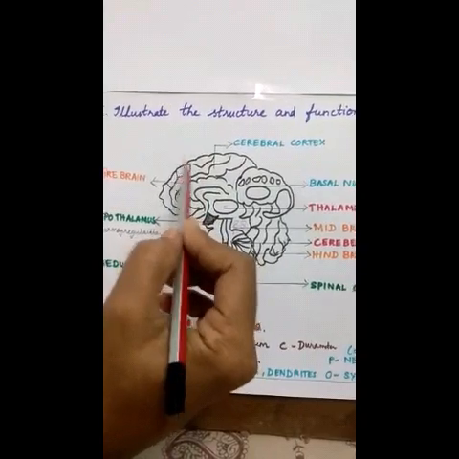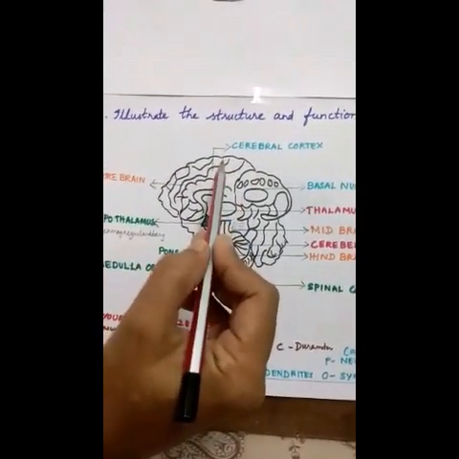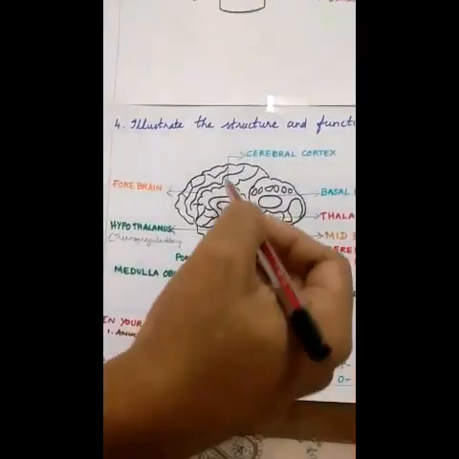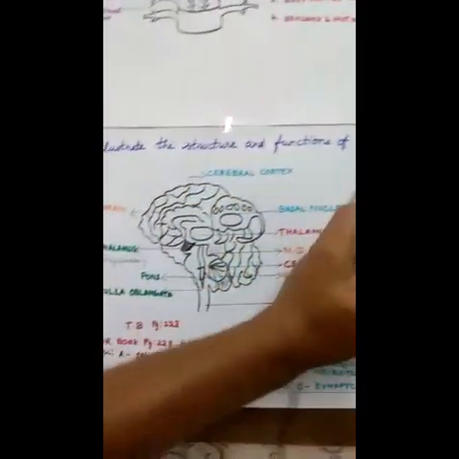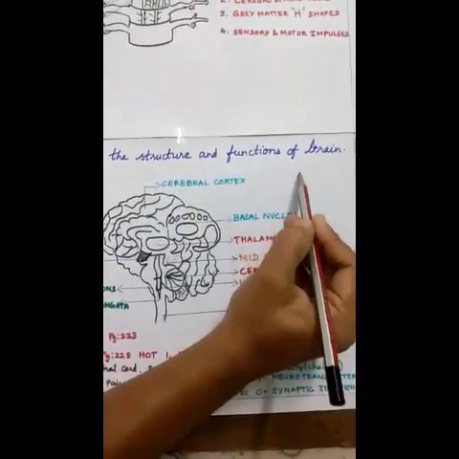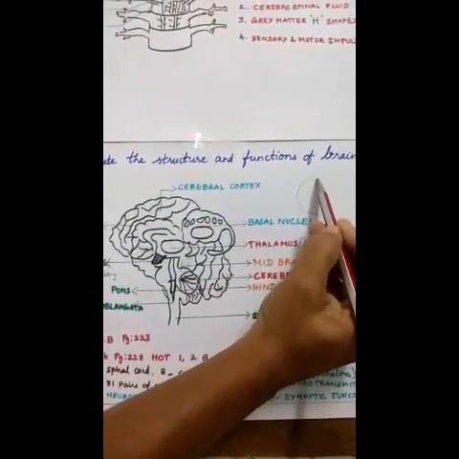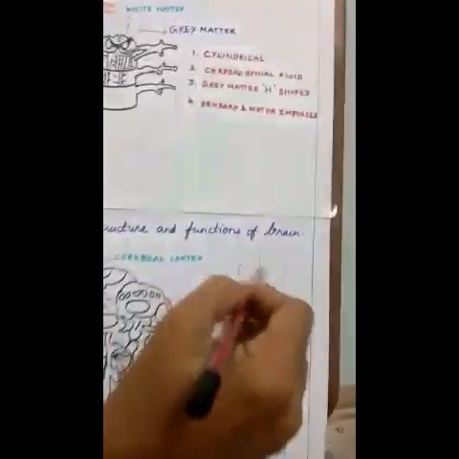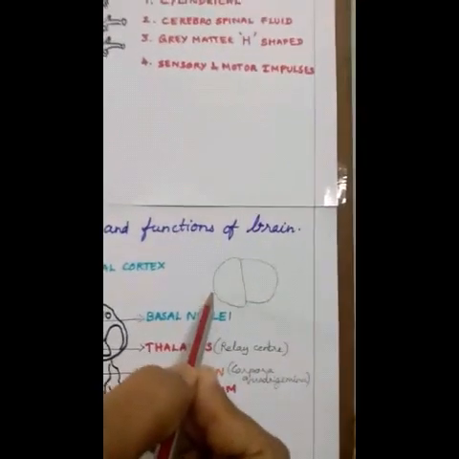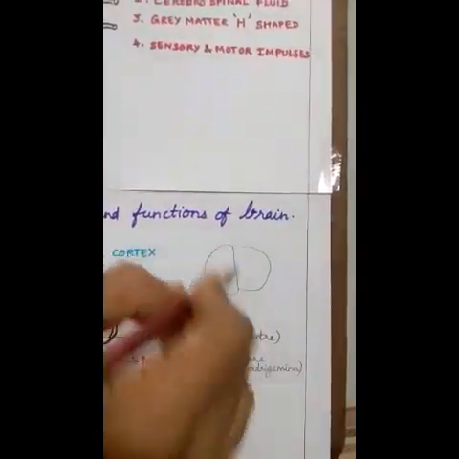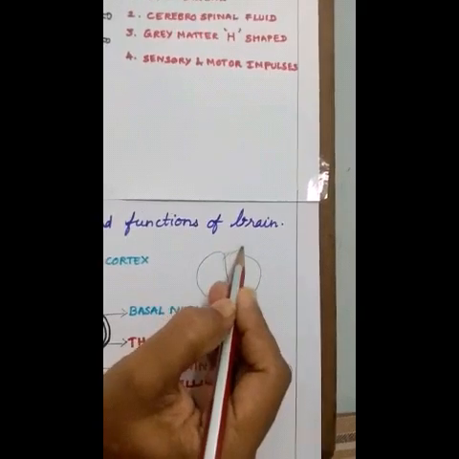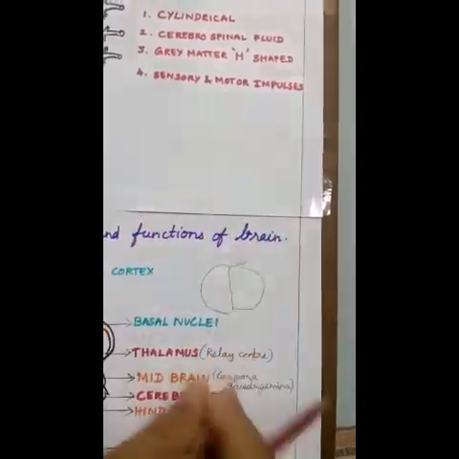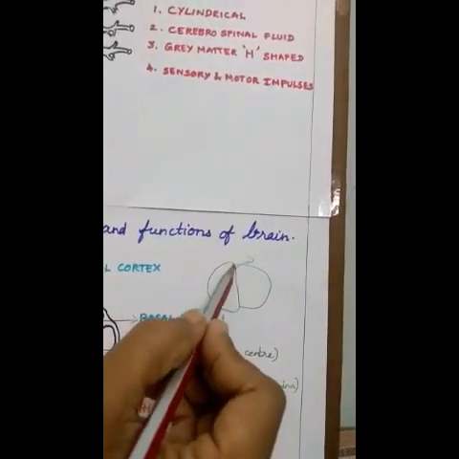Cerebrum is the largest portion of the brain. It forms 2/3 of the brain. The cerebrum is divided longitudinally into two hemispheres, right and left halves, by a deep cleft known as median cleft. This cleft is joined by a band-like structure called corpus callosum.